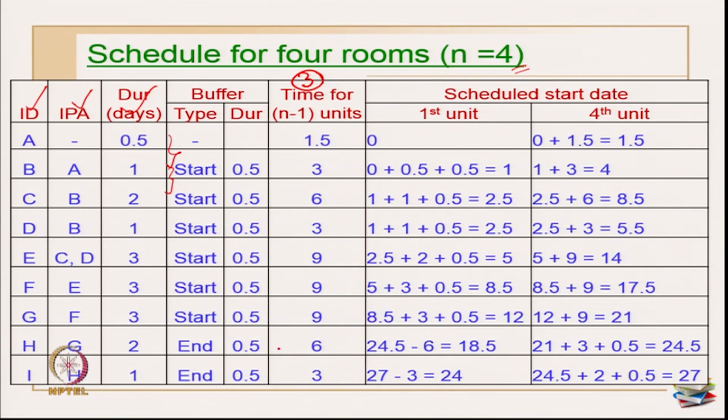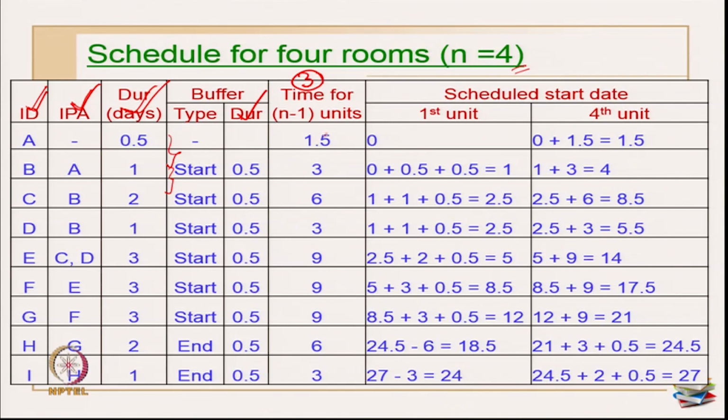Buffer type will not come now, you have to start working it out. So, this column is completely done, this column is also completely done, this column is completely done, because you are filling up data from the previous table. This column also you are completely taking from the data given in the problem only.